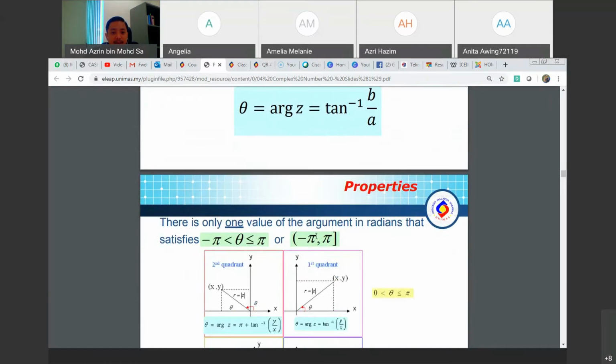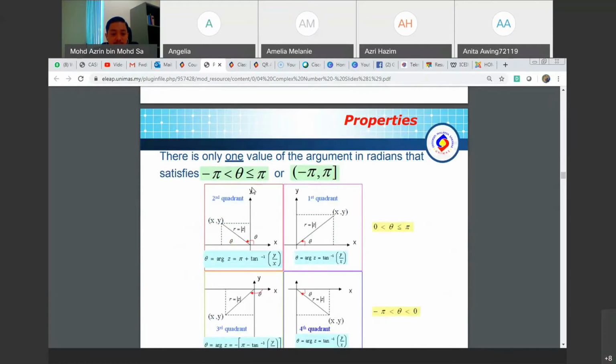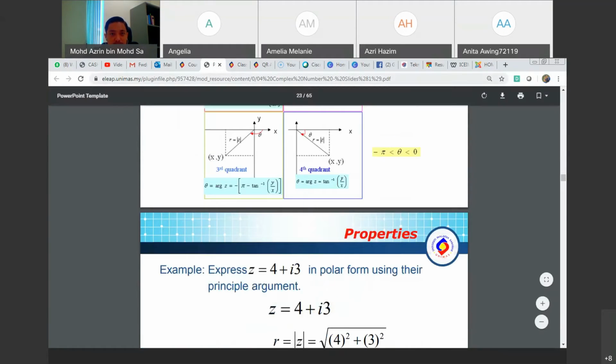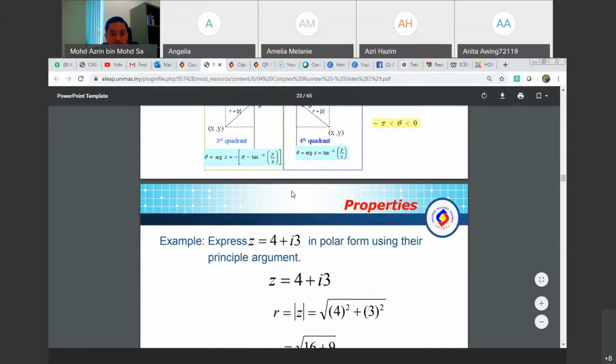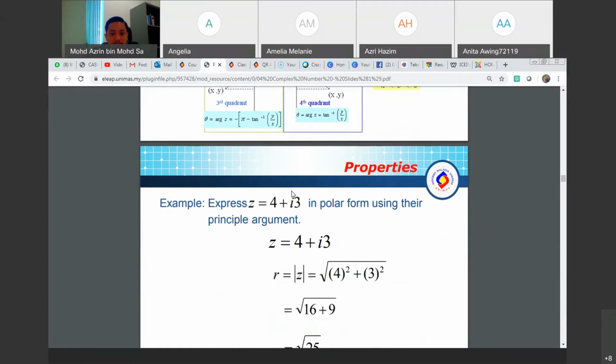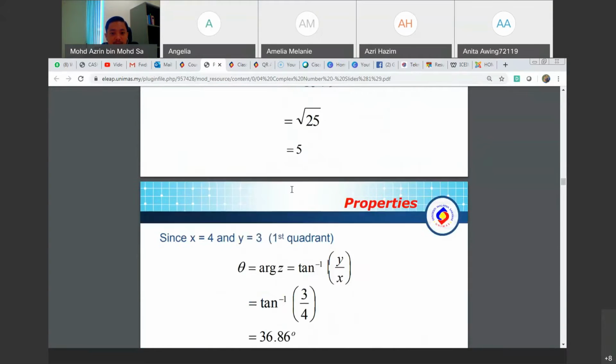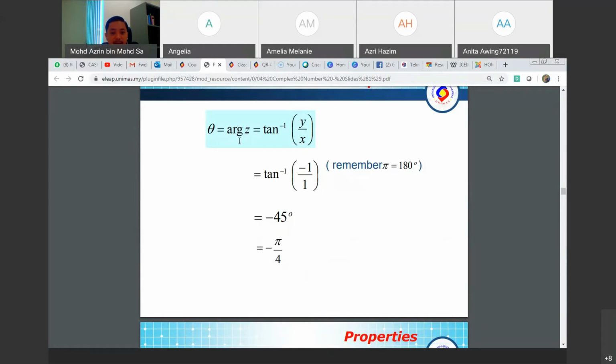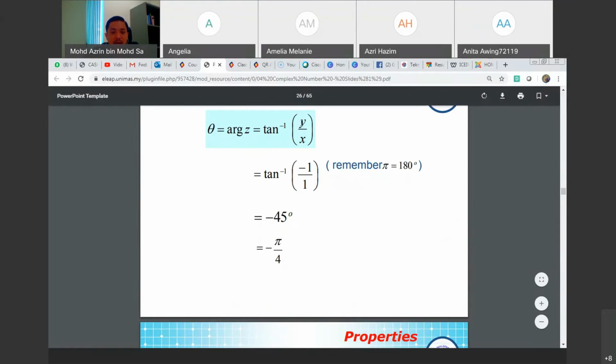and then we also already went through the first quadrant, second quadrant, third quadrant, and fourth quadrant. Then we can find that theta is equal to argument z, or equal to shift tangent or inverse tangent y over x. Okay.